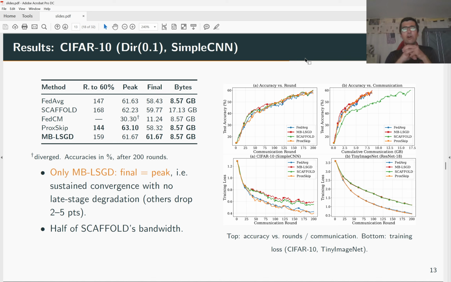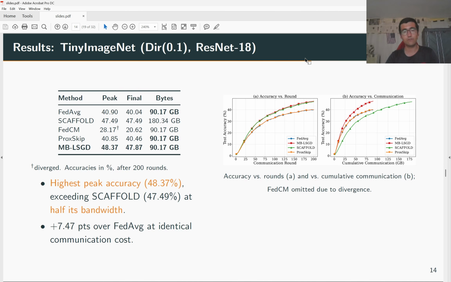And the cost column. We do this with 8.57 gigabytes of total upload, identical to FedAvg, half of Scaffold's 17.13. You will also notice FedScience, it diverged under this setting, peaking at 30% and collapsing to 11. I will come back to why.